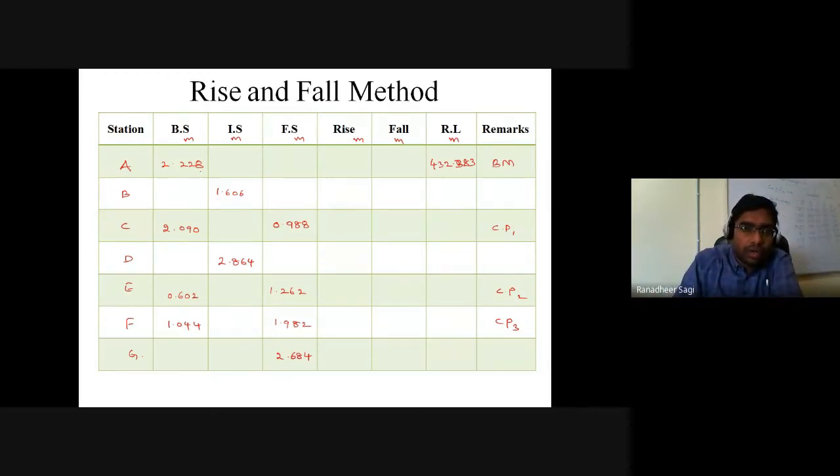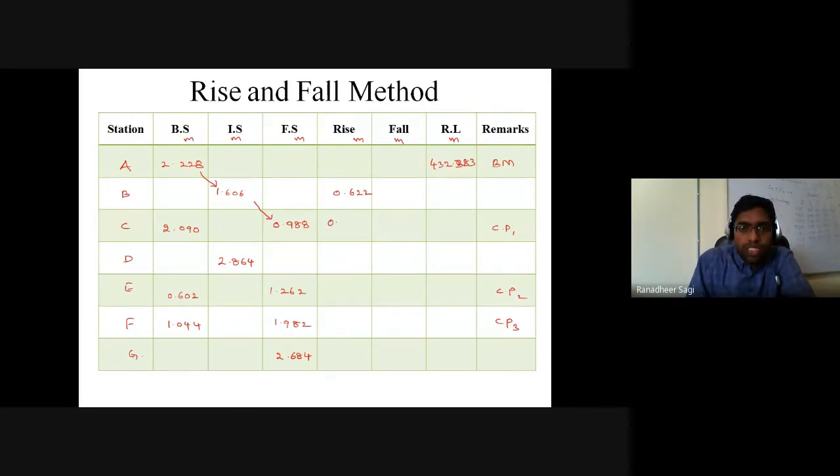Now, look here. Between these two, 2.228 minus 1.606 gives 0.622, which is a positive quantity because it is the first reading minus the next reading. A positive quantity, as I told you, will be listed under your rise value. If it is negative, it will be listed under fall. Next, the difference between these two points.